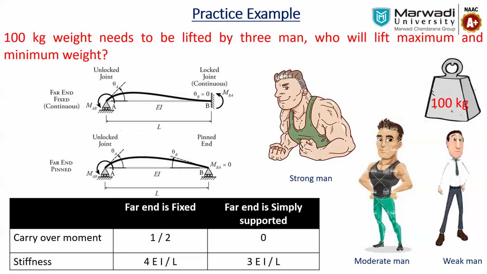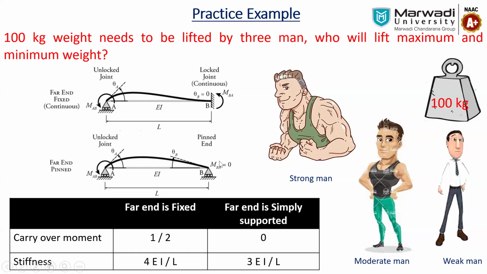We can take a simple example: suppose it is a fixed beam, and we try to rotate either one of the ends. What we have seen is that the moment at the near end is 4EI by L, and at the far end it is 2EI by L. If we take the ratio, 2EIθ by L divided by 4EIθ by L, we get 1 by 2. That means whatever moment we get at one end, half that moment will be distributed to the far end. That is called the carryover moment.